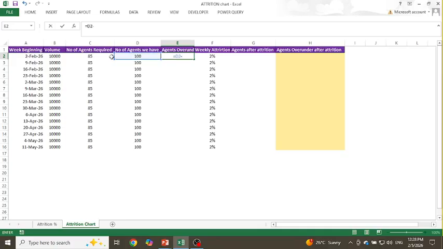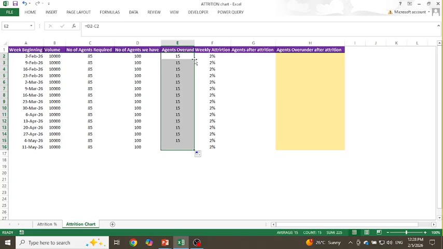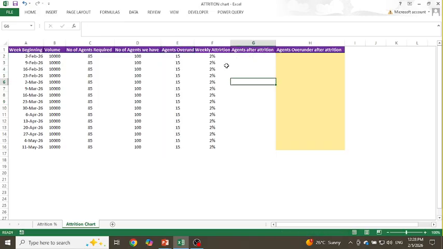100 minus 85, we have 15 extra agents. We have not included the attrition currently. So what we will do, now we will see our weekly attrition is 2%.